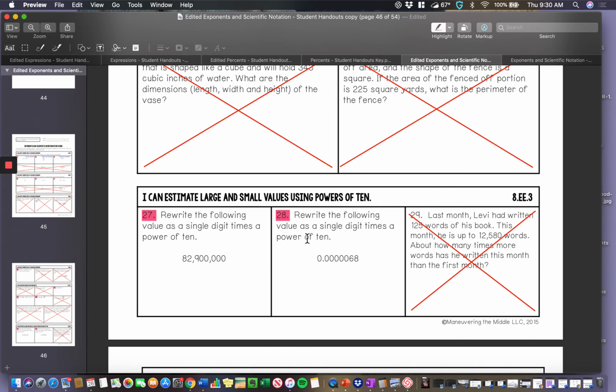For number 28, very similar. You're going to rewrite the following value as a single digit times the power of 10. So we're going to move this decimal between the 6 and the 8. If you do that, you're going to get something like 6.8 raised to the power of 10. The power of 10, whatever exponent, will be how many times you move the decimal. Now you're going to get a positive exponent for number 28 because the number got bigger. And then for number 27, you're going to get a negative exponent because the number got smaller.